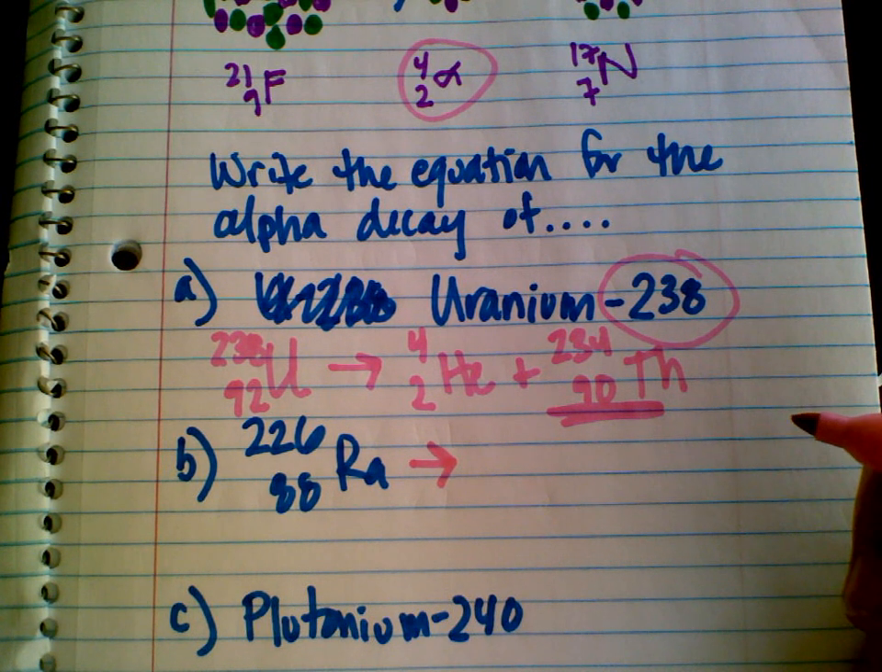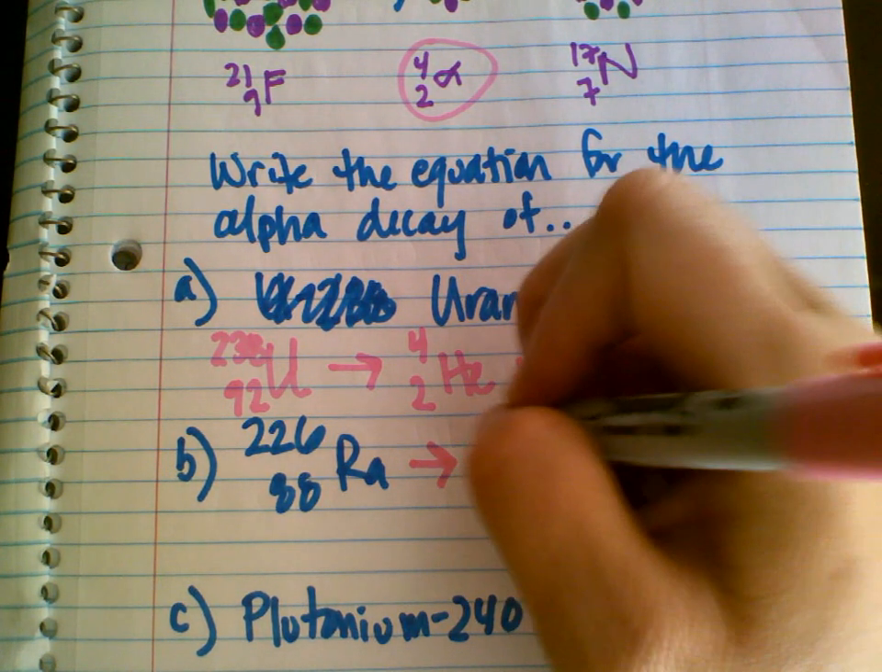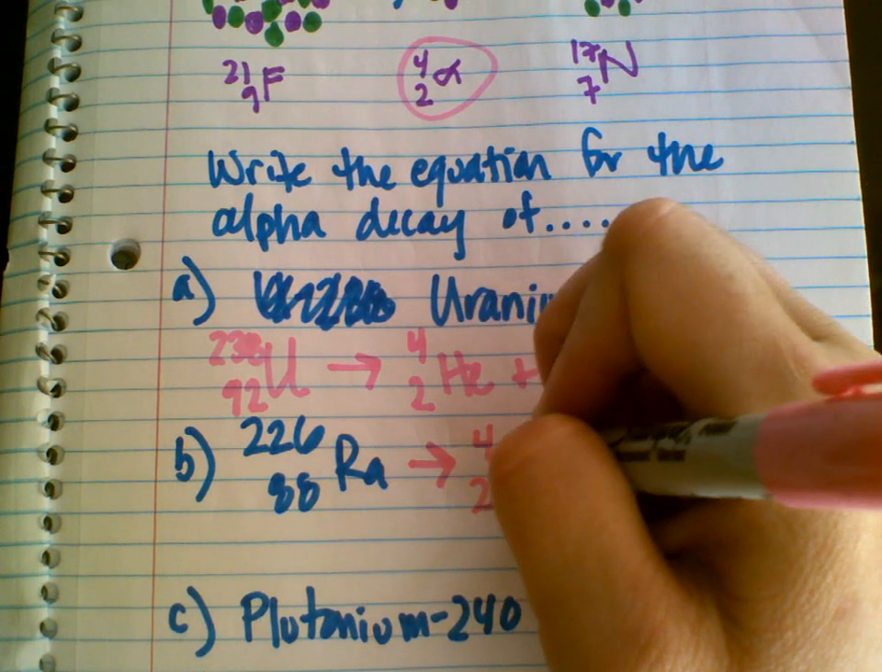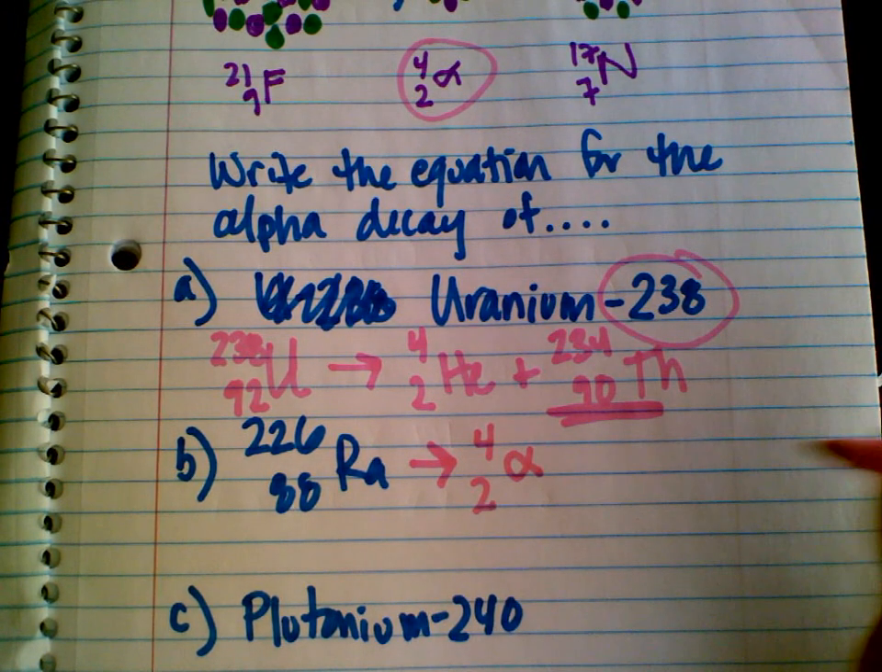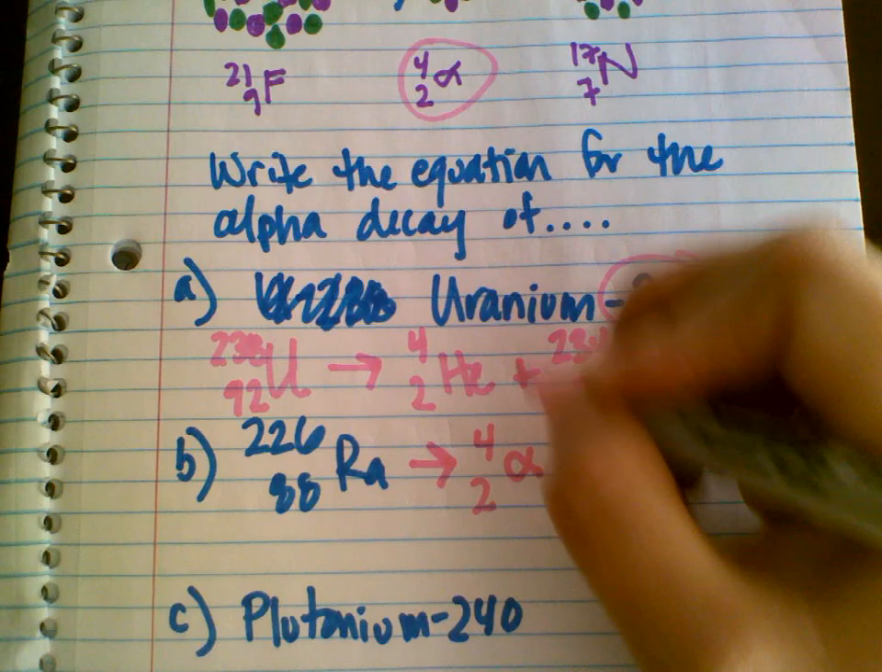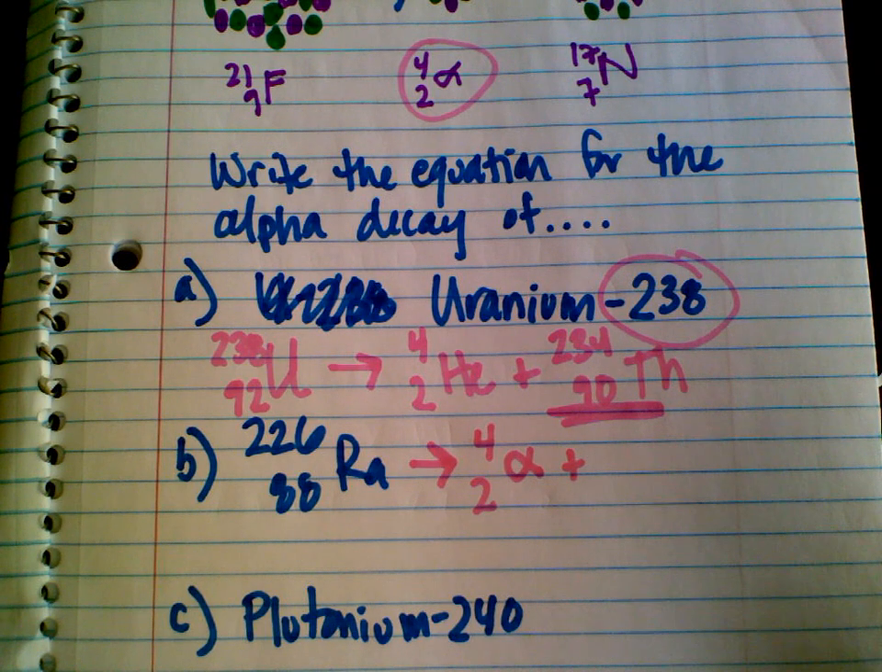Again, this is undergoing alpha decay. And since it's undergoing alpha decay, it's going to be a 4/2. And let's write the alpha symbol this time. Remember, it doesn't matter if you write it as alpha or as helium. And then we want to discover what is left over.